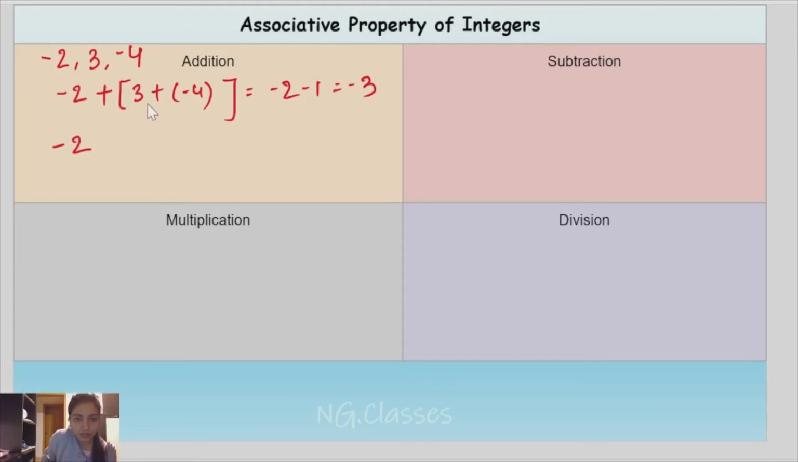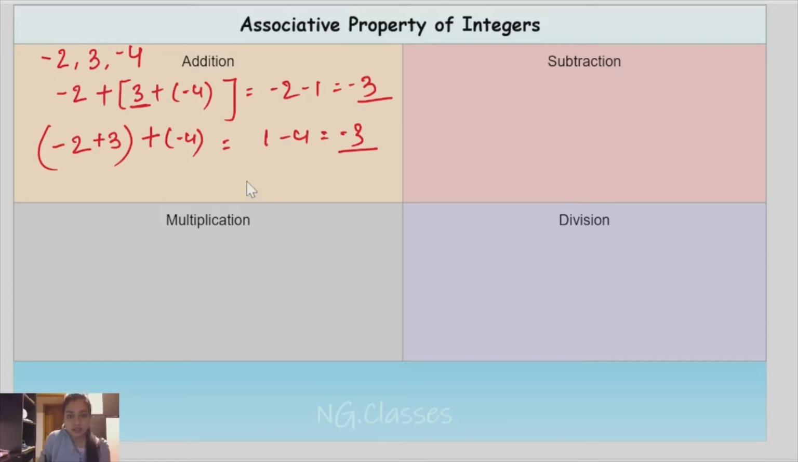When we keep this 3 with this 2, what will happen? We will get 1 -4, that is -3. So from both the cases we are getting -3. Then addition is associative for integers. Here I am writing yes, it's associative for integers.